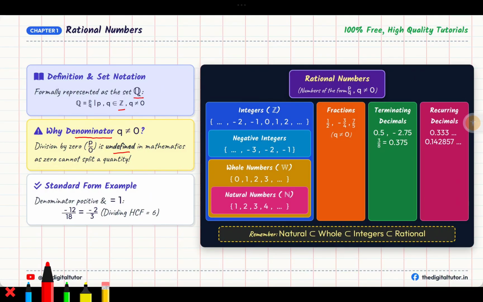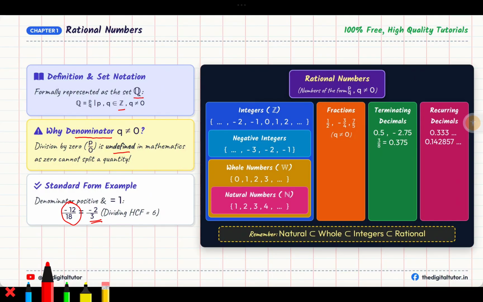Now in the standard form of rational numbers, there should not be any common factor except 1. So for example, in this problem, minus 12 by 18, we divide the numerator and the denominator by the HCF, which is 6, and we get the standard form, which is minus 2 by 3.